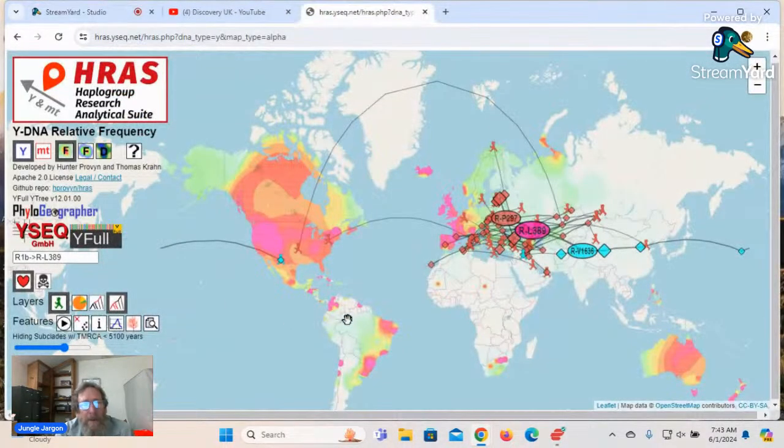So I'm going to start out with the R haplogroup because it requires a lot of loading of information, and you have to wait a long time to get the information to come up. So here we have an R haplogroup, which is the L389, which goes back, these lineages go back 5,100 years.